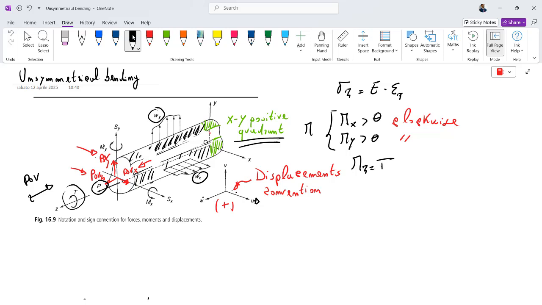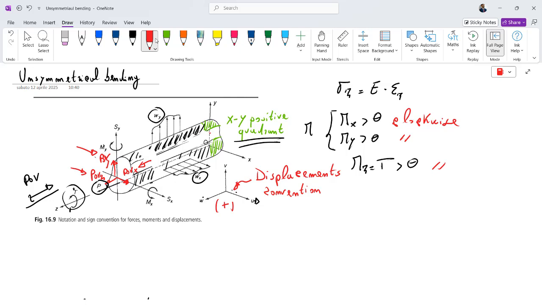So here is 12 a.m., this is 6 p.m., as a clock, no? But if I see this moment from the point of view of z, here from this point of view it is anti-clockwise, here it is clockwise. So Mz is positive if it is clockwise. So we have 3 moments, Mx, My, Mz.